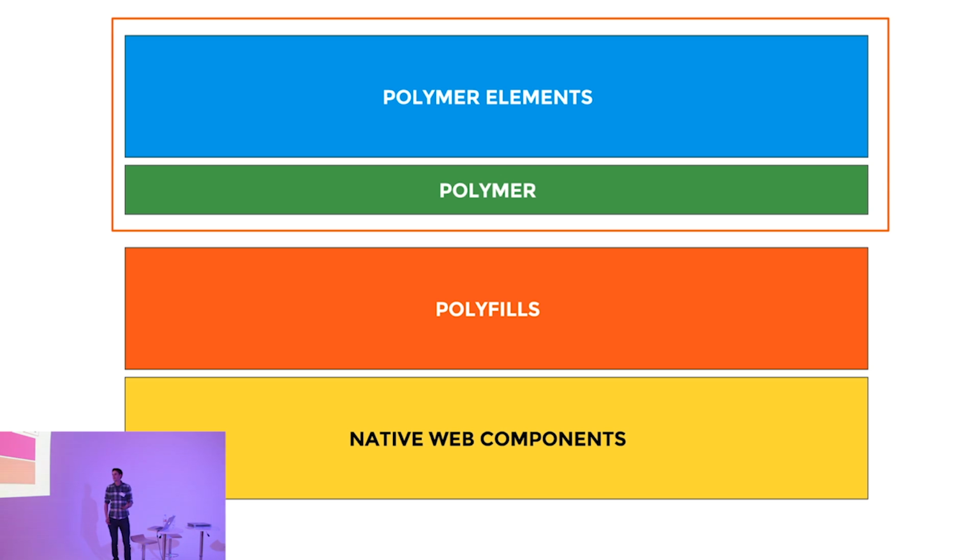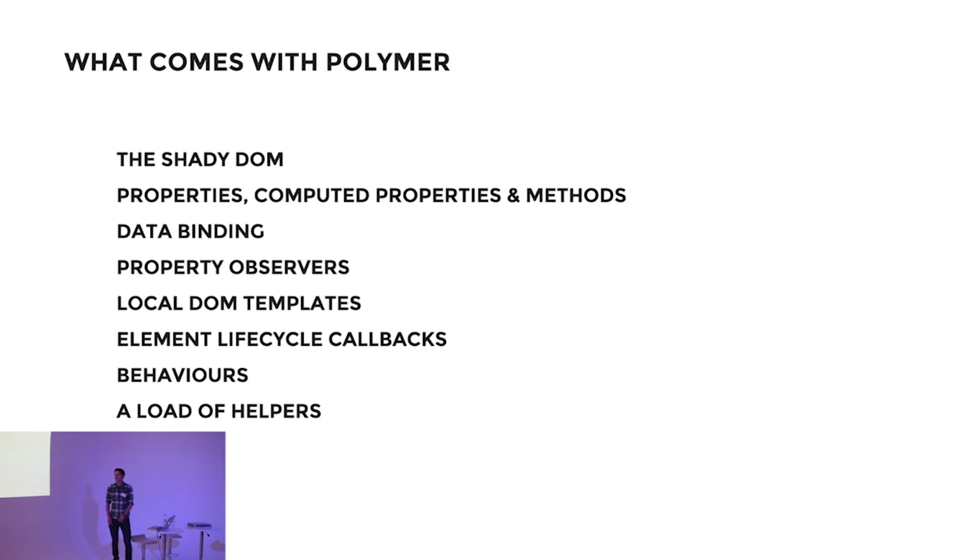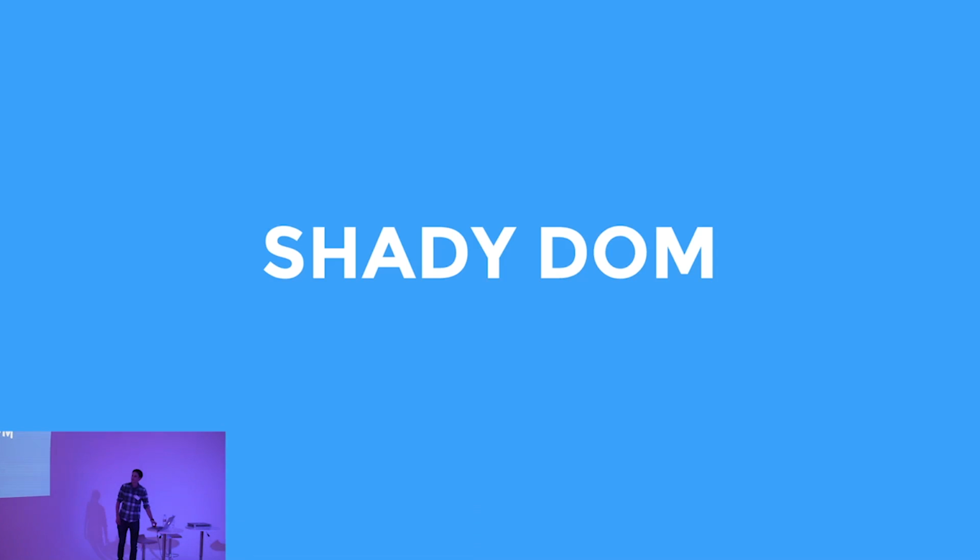So us developers are mostly interested in this top level stack, so that's what I'm going to talk about a bit today. So Polymer provides a lot of extra stuff on top of web components, as well as exposing some of the stuff that web components gives, such as Shadow DOM, properties, computed methods, data binding, observers, templates, all that good stuff. So I'm going to talk about some of these today and give you a brief introduction about it.